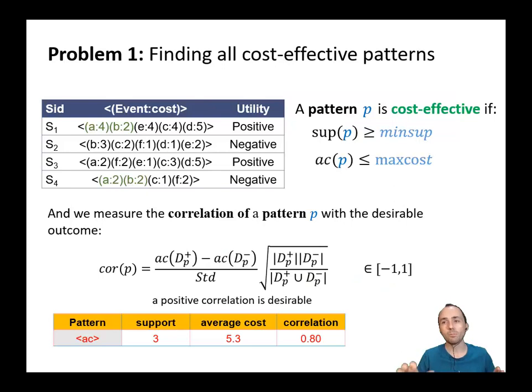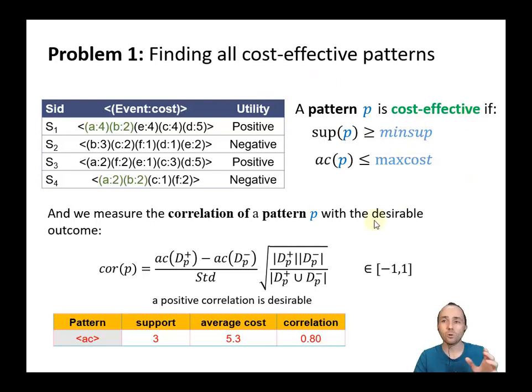Now, the problem: we want to find the cost-effective patterns in the database like this, with positive or negative utility. We say that the pattern P is cost-effective if the support is greater or equal to some minimum support, and the average cost must not be greater than some maximum. So we don't want to find the patterns that have a cost that is too great. These are the two constraints, and we want to find all the patterns like A followed by B, A followed by B followed by C that meet these two constraints. So we call these the cost-effective patterns.